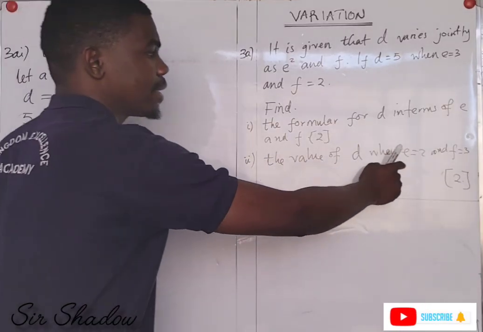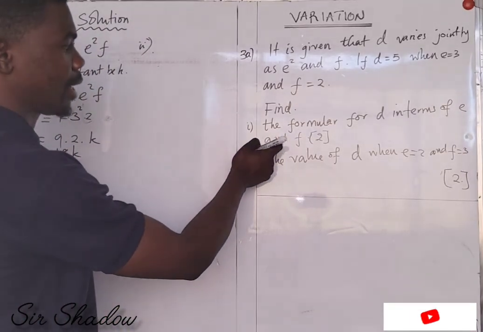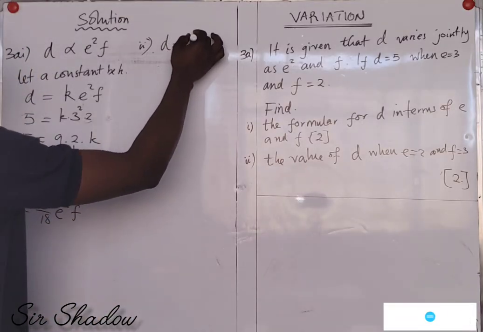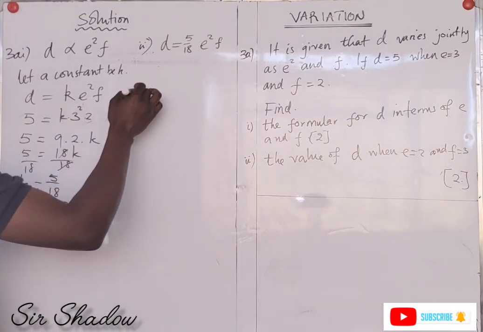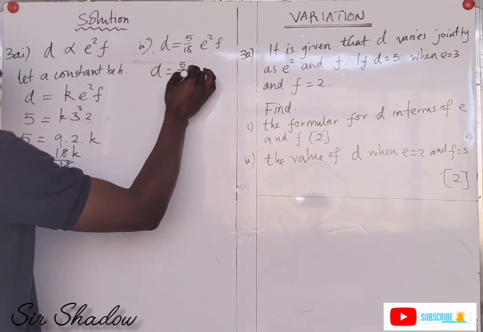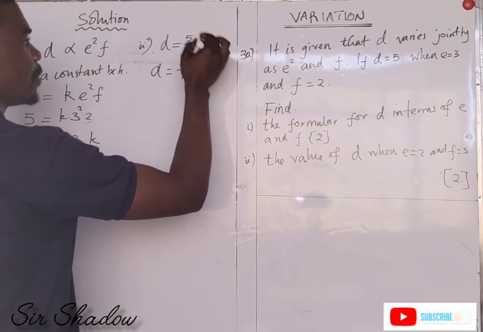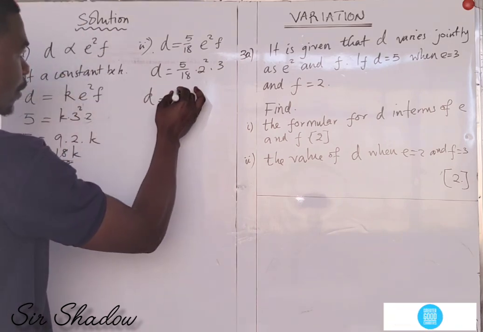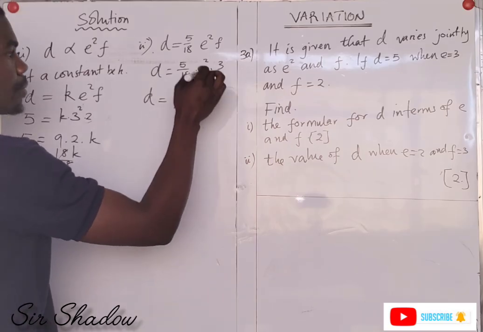All right, let's now attack the second part: the value of D when E is equal to 2 and F is equal to 3. We are using the formula we managed to obtain here for the rest of the questions. So D equals 5 over 18 E squared F. We want to find the value of D. So D equals 5 over 18 multiplied by E, which is 2 squared, multiplied by F, which is 3. So D equals 5 over 18 multiplied by 2 squared, which gives 4, times 3.